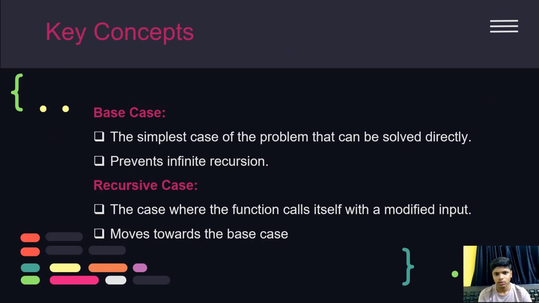Now let's talk about two crucial concepts. One is base case. This is the simplest instance of the problem that we can solve directly. Think of it as the stopping point. Without a base case, our function could call itself endlessly, leading to what we call a stack overflow. Next one is recursion case. This is where the magic happens. In this case, the function calls itself with a slightly modified input, bringing us closer and closer to the base case.